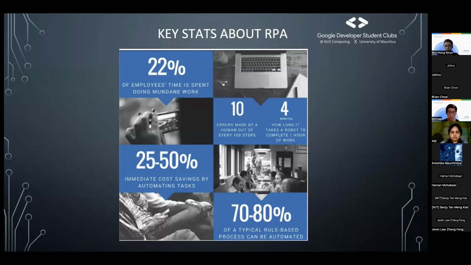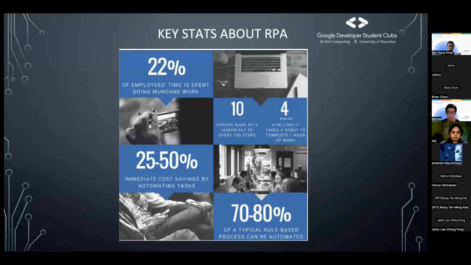You will see that 10 errors are made by a human out of every 100 steps. This is based on a large amount of statistics devised from data entry operators. With RPA, there is 25 to 50% immediate cost saving by automating such tasks. And lastly, 70 to 80% of a typical rule-based process can be automated. In fact, what we did at work first, before adopting RPA, was to look at how we could identify the different processes in every department. Then we realized that if we could standardize these processes, we could effectively automate them.